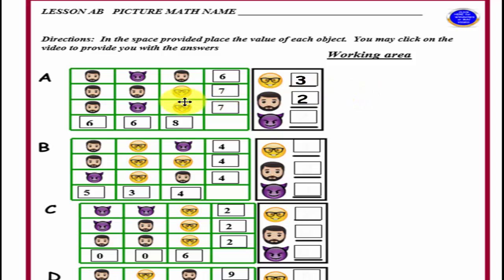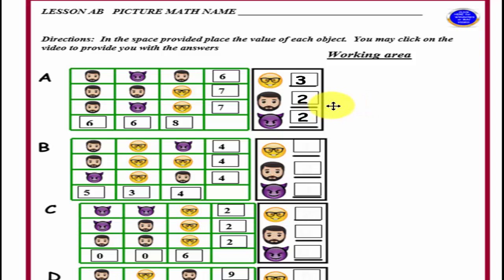Now if this is a 2, right? And we have two other emojis here. What must they be equal to in order to equal 6? And your answer should be 2. So we have 2, 4, 6. And going across, here we have 2 and 4. 4 and 3 is equal to 7.